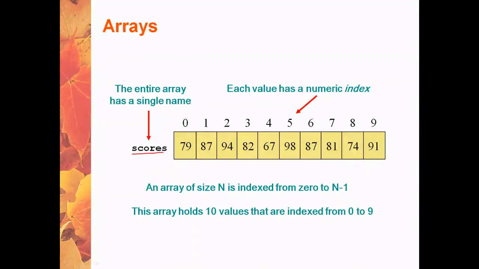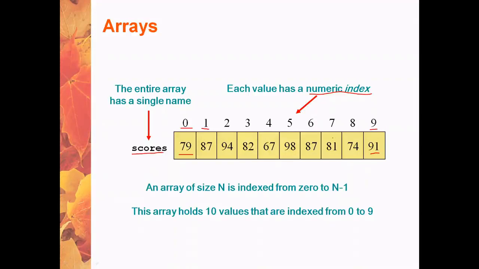All the elements are stored in an array, and each value has a numeric index. Remember, in an array all the values have a numeric index. For example, the first value here is 79, and the numeric index for that value is 0. That means that value is stored at location 0 in the array. In the same way 87 is stored at location 1, and the last value 91 is stored at location 9.